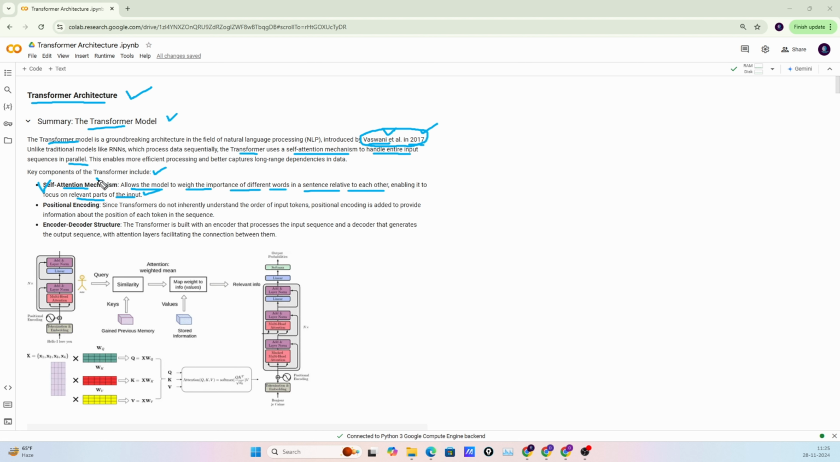So this mechanism I will discuss in detail also, like how it works mathematically. But here I'm giving you the introduction, or the high level overview, of what the attention mechanism is. So it provides the weightage to different words in a sentence or in a paragraph as per their relevancy.